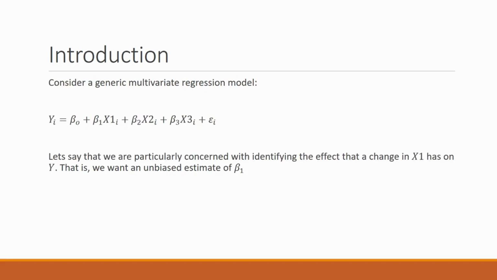Just consider this generic multivariate regression model. We have our dependent variable y, independent variables x1, x2, and x3. Let's say that we really want to know the effect that x1 has on y. That means we want to know the causal impact that x1 has on y. If I introduced more x1, what change in y would that cause? That would be beta 1. So I want to get an unbiased estimate of beta 1.